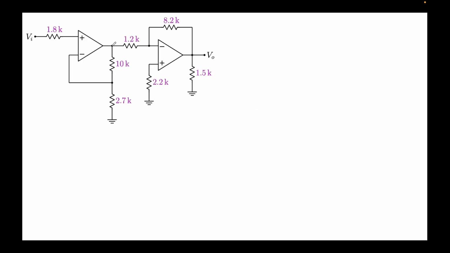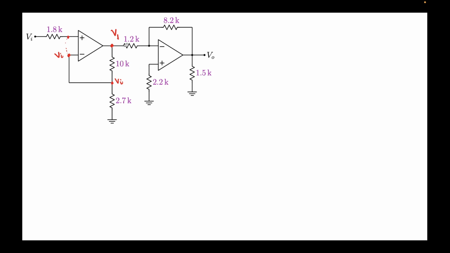Now let's assume the potential of this node to be V1. Due to the virtual short, I know that this will also be Vi. Whatever the voltage that we're seeing here, no voltage can be dropped here because there is no current flowing. Remember, there's no input current, so this voltage will appear at V plus, and the same voltage will now appear over here because this is nothing but a wire, correct?